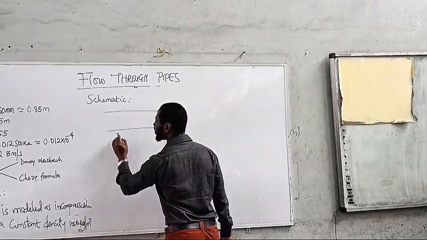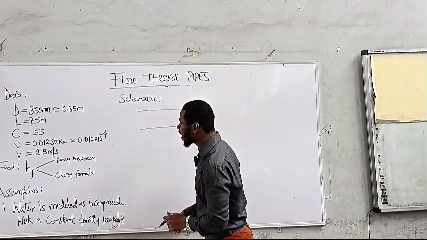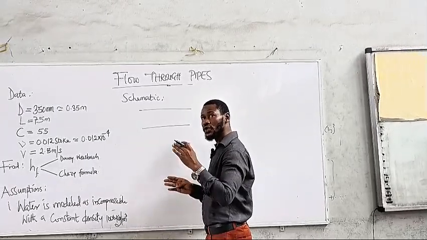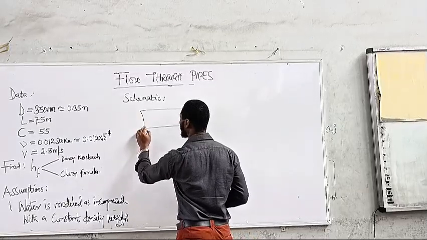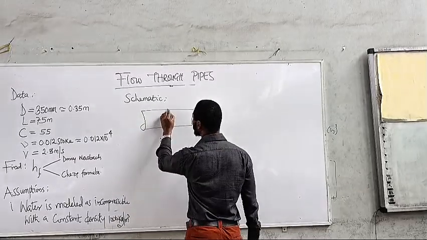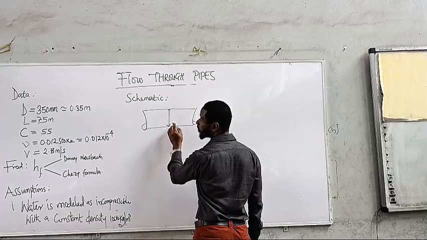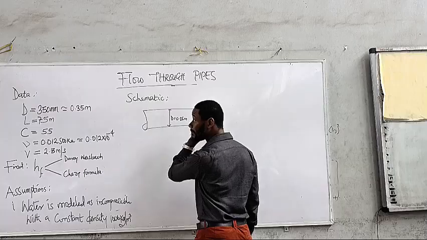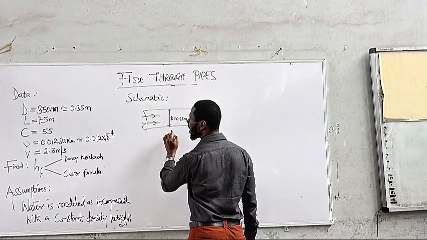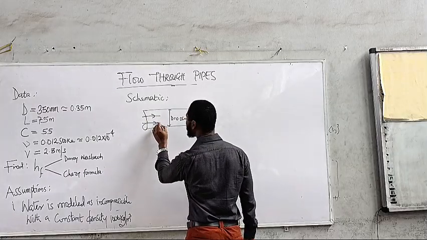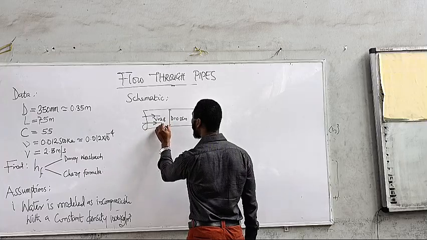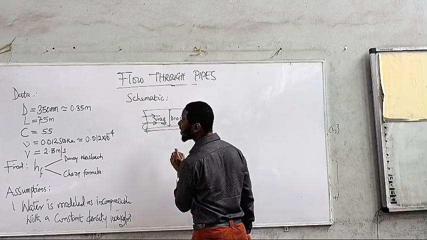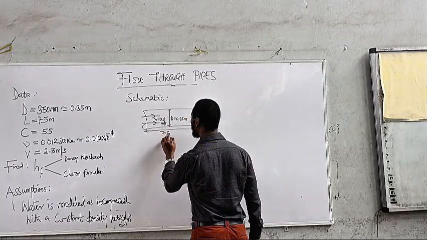It is a pipe that has length, it has diameter, then it also has the speed at which the fluid is moving in the pipe. So this is the diameter. The diameter is 0.35 meter. The speed at which the water is moving is 2.8 meters per second, and the length of the pipe is taken as 75 meters.